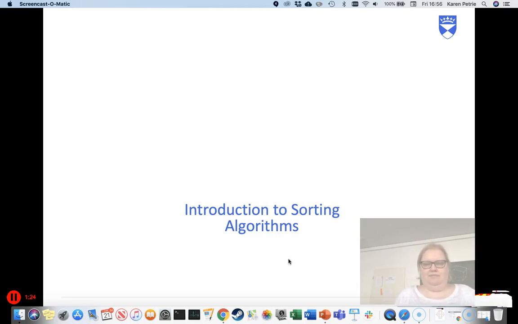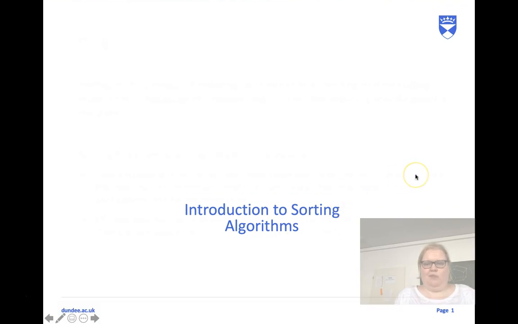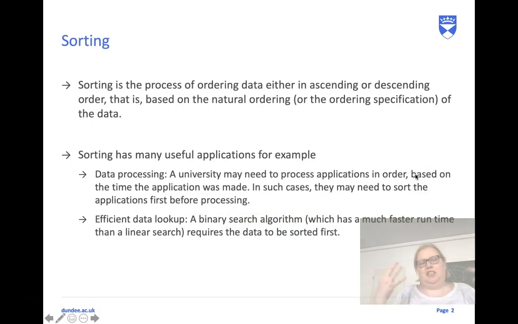So, what is sorting? Sorting is the process of ordering data, either in ascending or descending order. That is based on the natural order. So, for example, if it's numbers, it's usually like 1, 2, 3, is the order you used. Or you can actually specify an order as well.